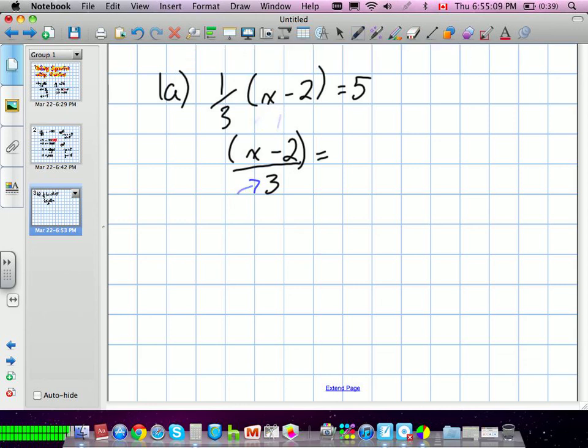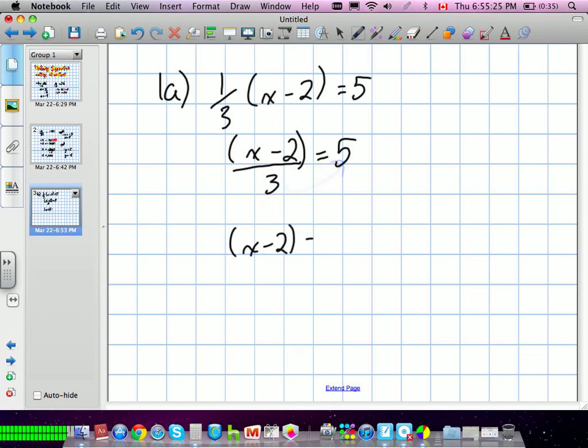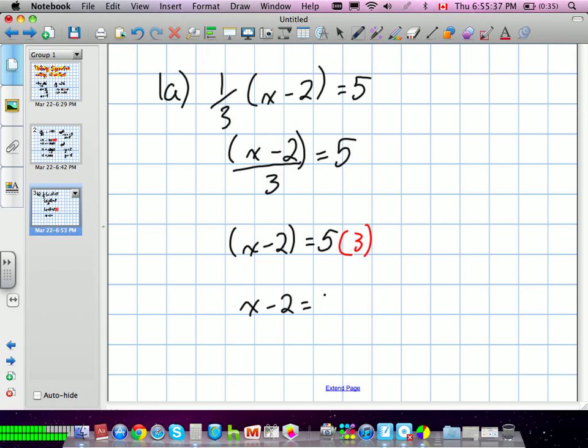Now, this is how we're going to get rid of it. If this is a fraction for division, how do I move 3 to the other side of the equation? Multiply. So when we bring 3 to the other side, we're left with x minus 2 is equal to 5 times 3. So what is 5 times 3 going to be? Good. Now I can drop the brackets because there's nothing else around them. So we get x minus 2 equals 15.